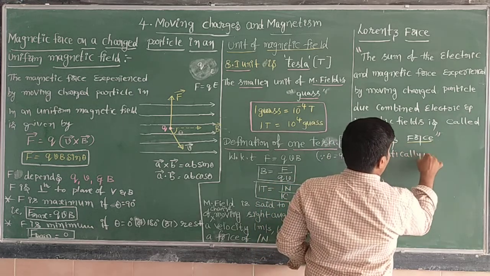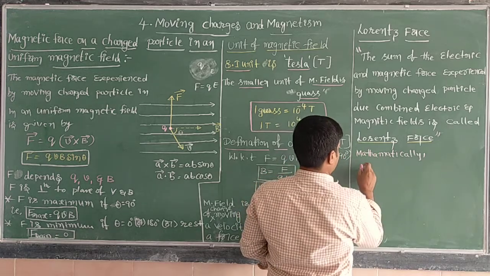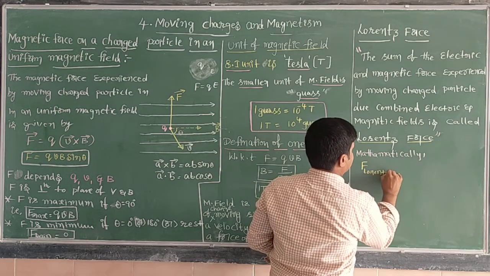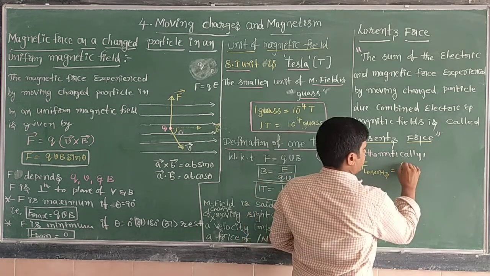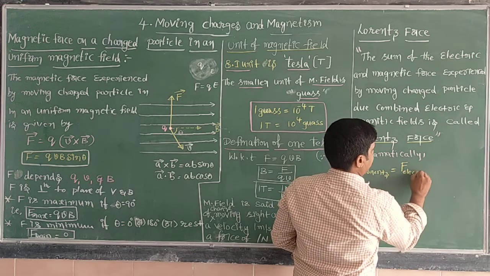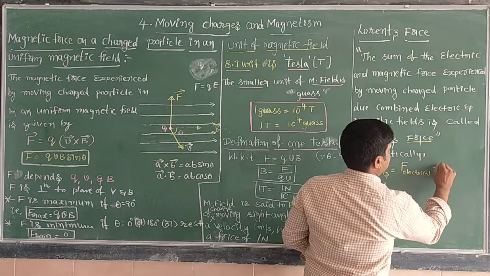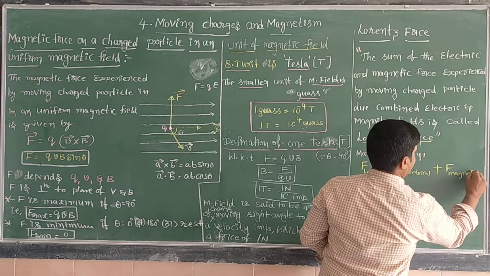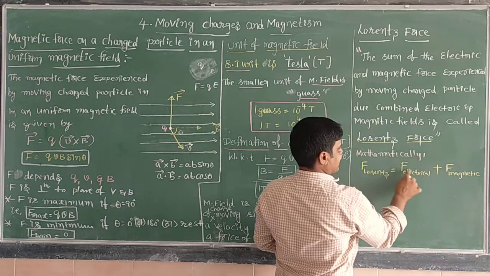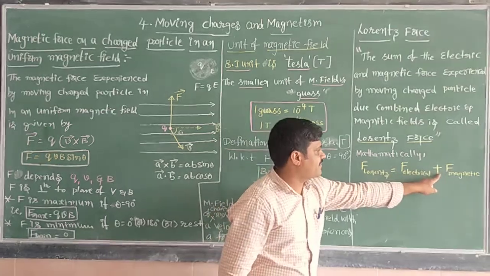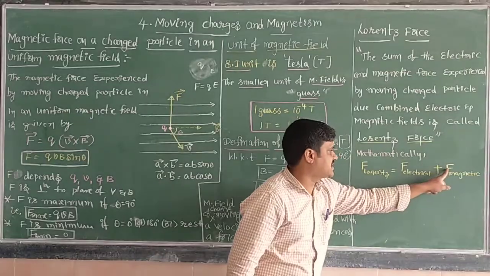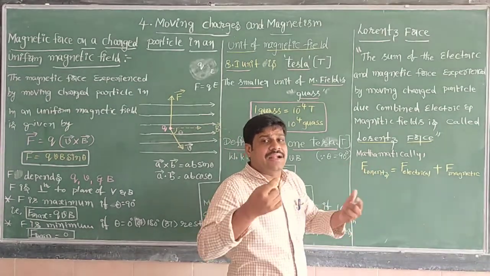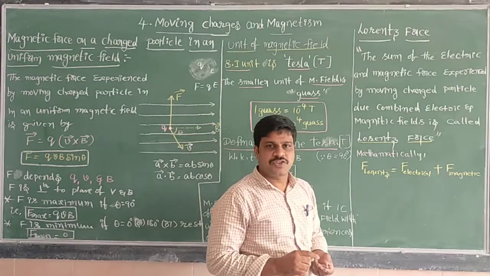Mathematically, how to write it? Lorentz force, that means F Lorentz is equal to the force due to the electric field, the electrical force, plus the force due to the magnetic force. That means the sum of the electrical force and magnetic force experienced by the charged particle in the combined electric and magnetic fields is called the Lorentz force.